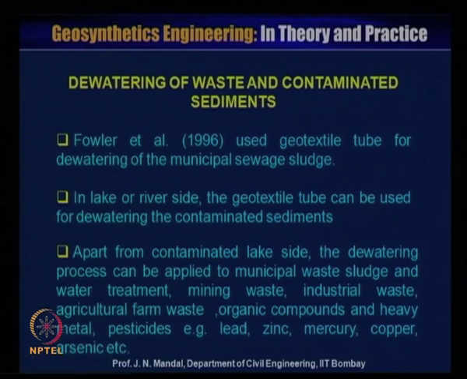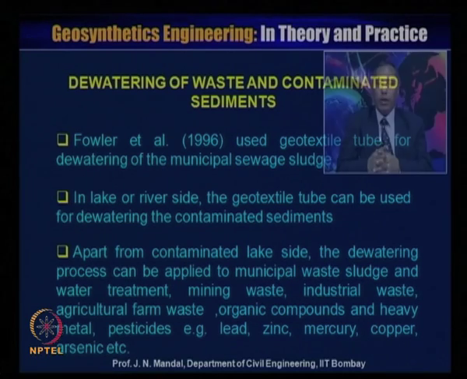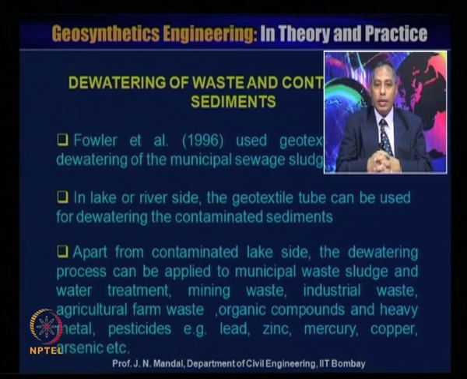So, dewatering of the waste and contaminated sediment. Fowler et al. 1996 used geotextile tube for dewatering municipal sewage sludge. In a lake or riverside, geotextile tube can be used for dewatering the contaminated sediment. Apart from contaminated lake sites, the dewatering process can be applied to municipal waste sludge and water treatment, mining waste, industrial waste, agricultural farm waste, organic compounds and heavy metals, pesticides, that is lead, zinc, mercury, copper, arsenic, etc.